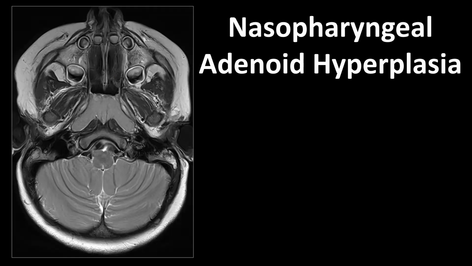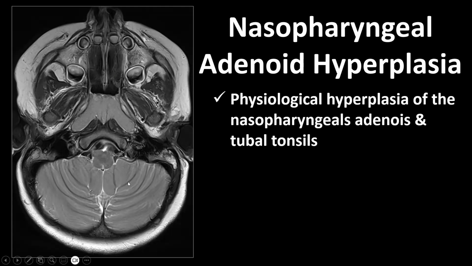This is nasopharyngeal adenoid hyperplasia. It looks very symmetrical. There is no infiltration of the surrounding neck spaces, so this entity is completely confined within the nasopharynx, and we most frequently see it in children. What is it? It's basically hyperplasia of the nasopharyngeal adenoids and the tubal tonsils.